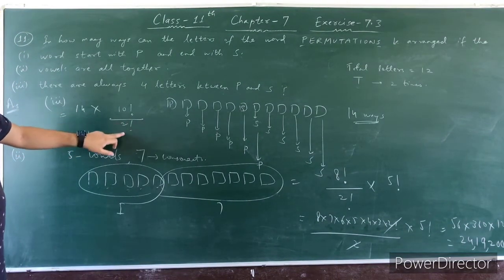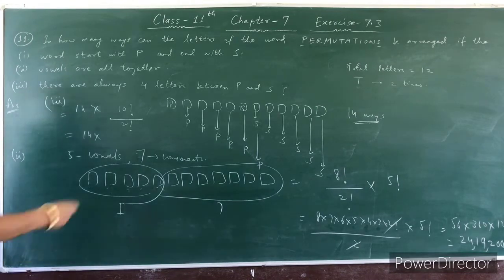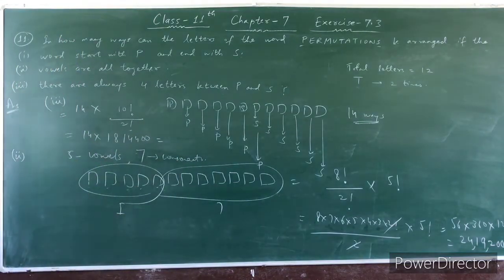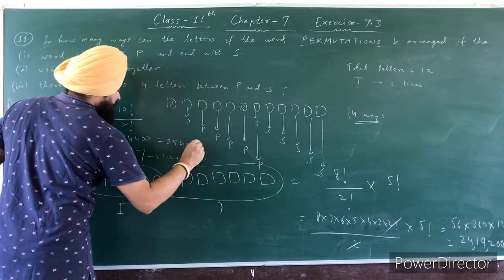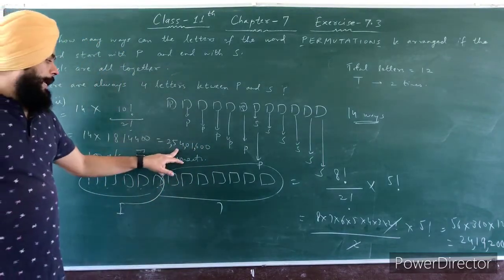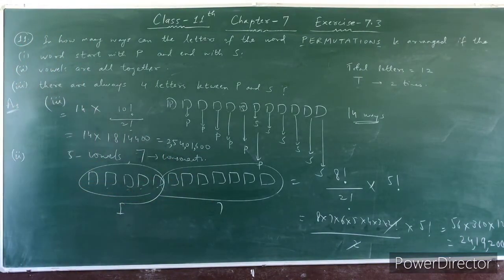We already found 10 factorial over 2 factorial at the starting. So what is it? 10 factorial over 2 factorial is 1814400. When you multiply with 14, what is your answer? The answer is 25401600, that is 2,54,01,600. So this is your answer of question number 11. Thank you.